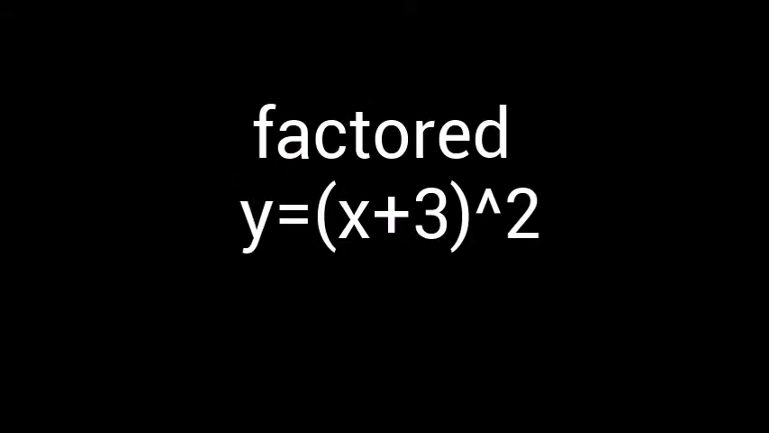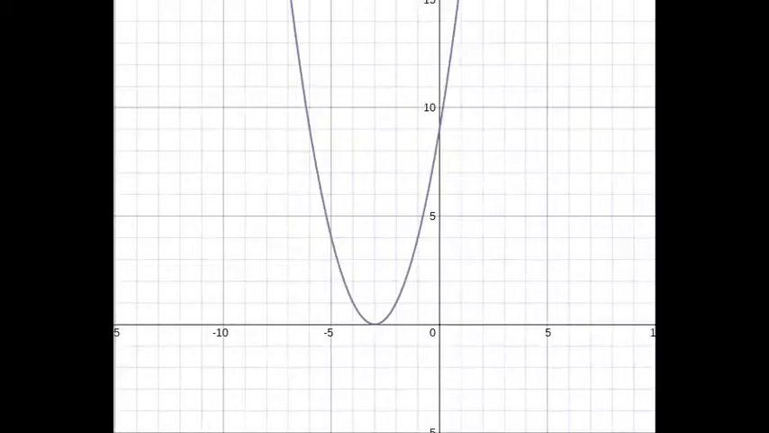Here's our factored form. Factor that too. See, once again, the vertex is negative 3, 0. They are the same. We factored them correctly.